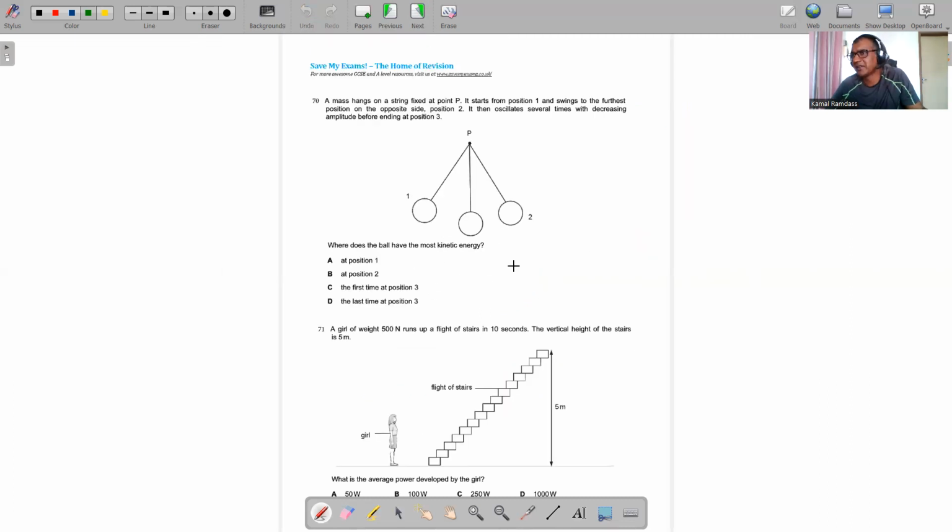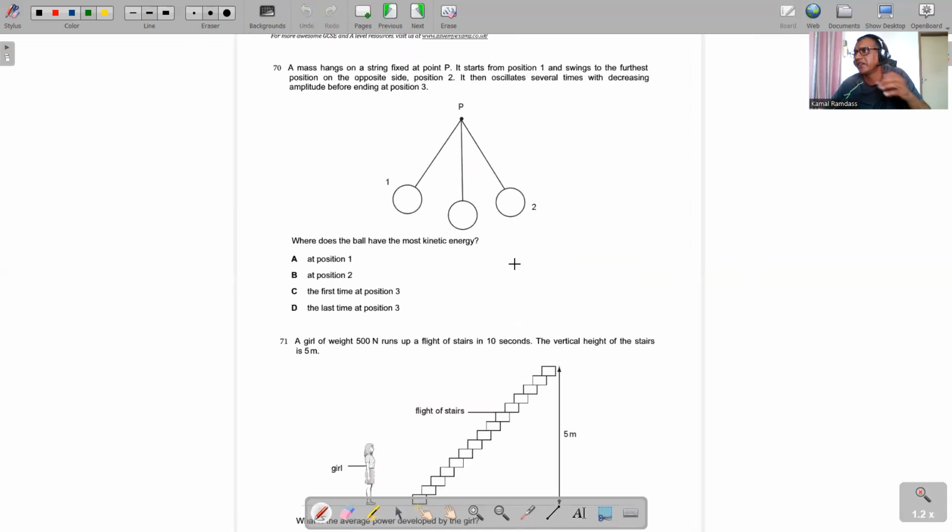A mass hangs on a string fixed at point P. Start from position 1 and swings to the furthest position on the opposite side, position 2. It then oscillates several times with decreasing amplitude before ending at position 3. That is position 3. Where does the ball have the most kinetic energy?